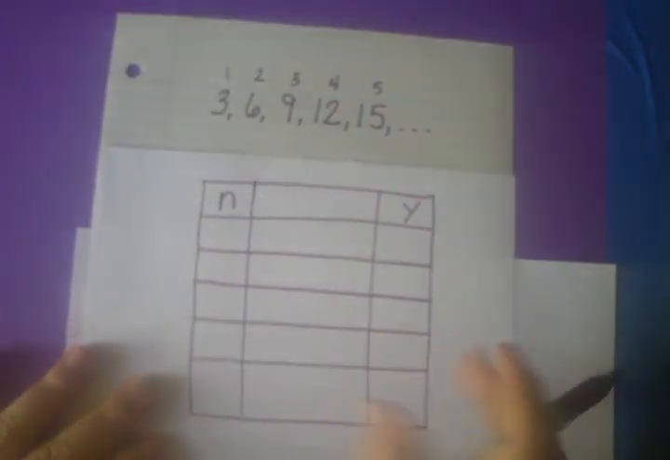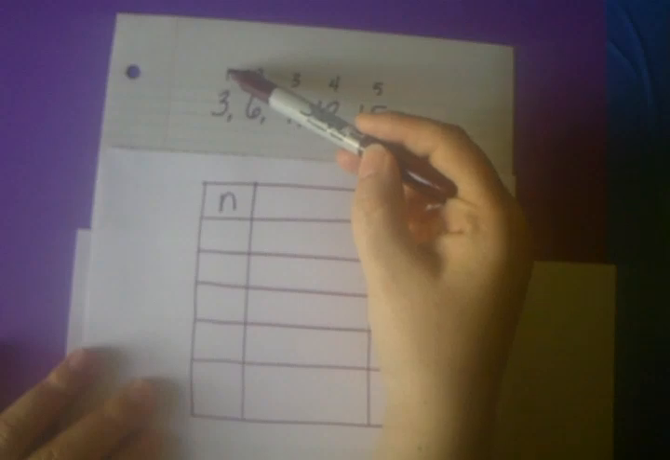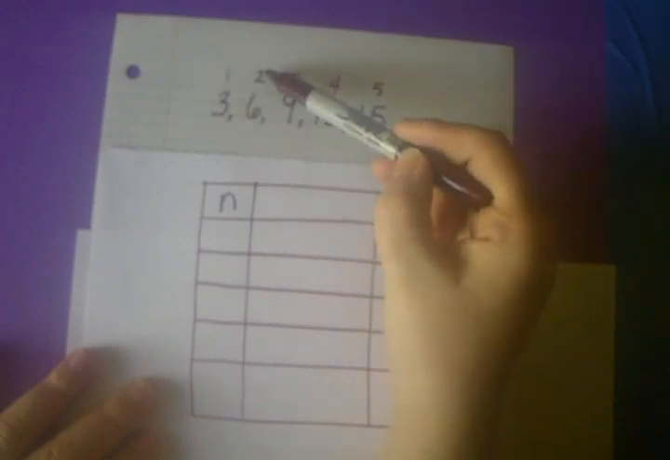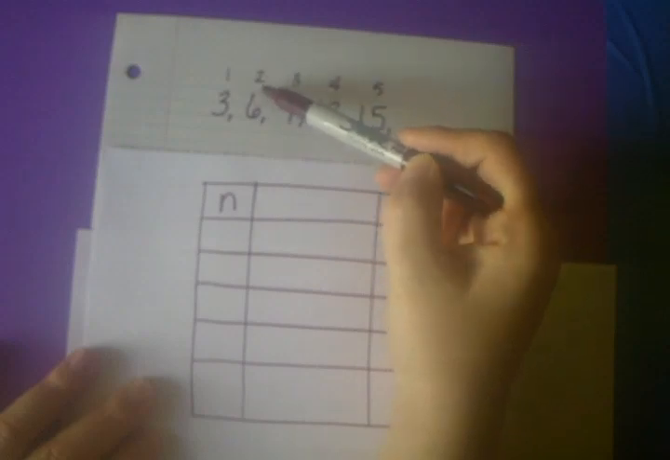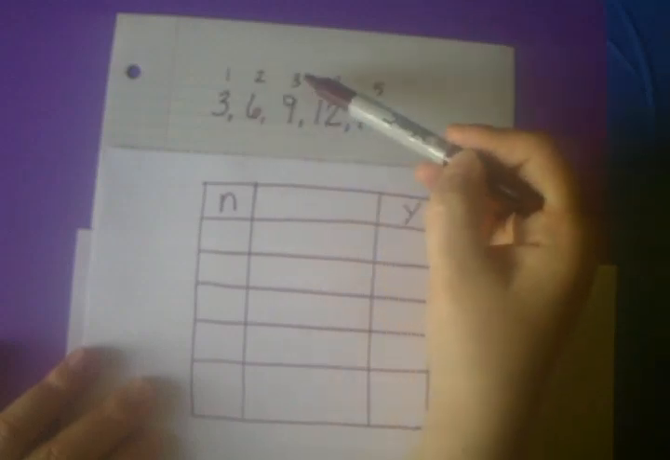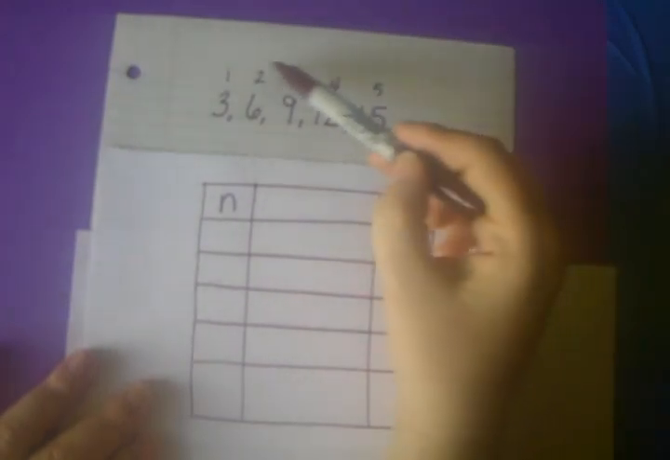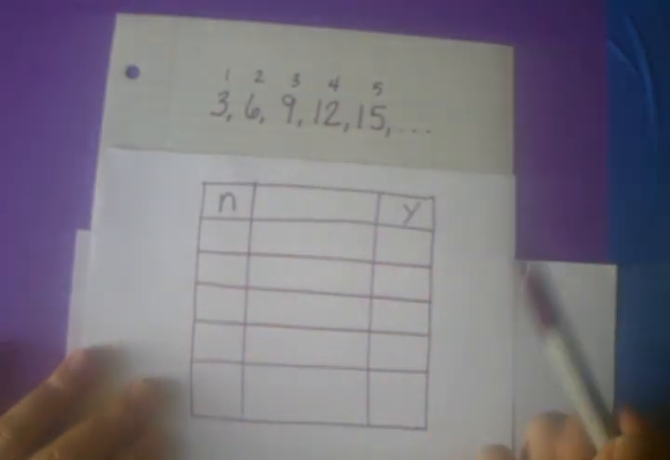What I'm looking at is what is the relationship between this being first and the number in the pattern being 3. What is the relationship between this being second and the number in the pattern being 6? 3 is 9, 4 is 12, and 5 is 15. How do these spot positions relate to the number in the actual sequence?